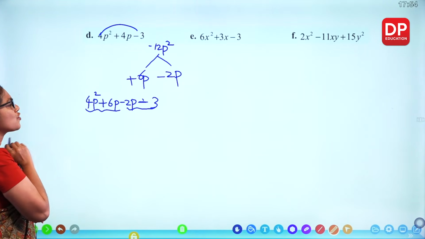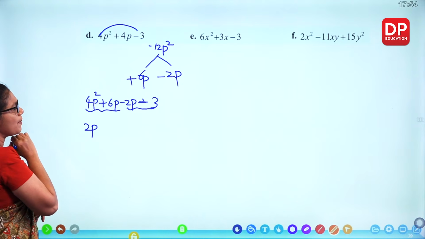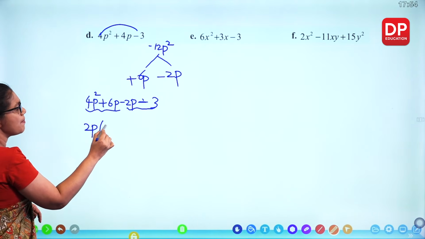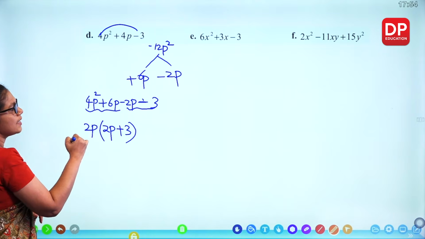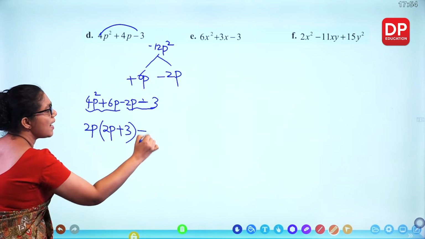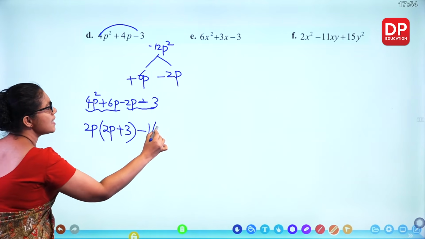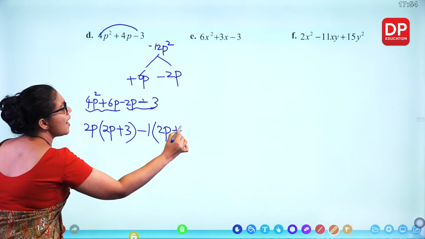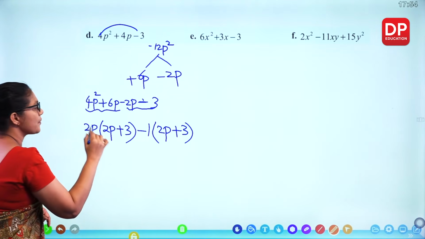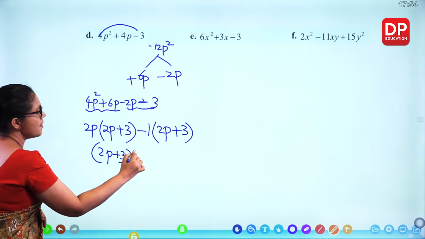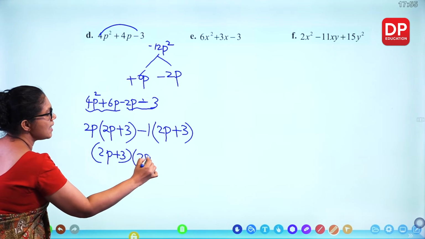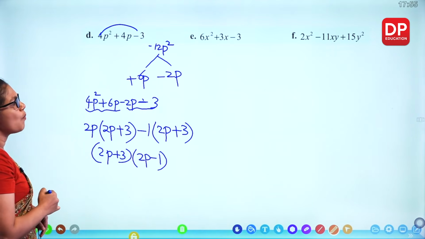When you take first 2, 2p is common. Take it out and the remaining part is 2p plus 3. Here I can see minus 1 is common. Take it out and write 2p plus 3. 2p plus 3 is common and the remaining part is 2p minus 1.